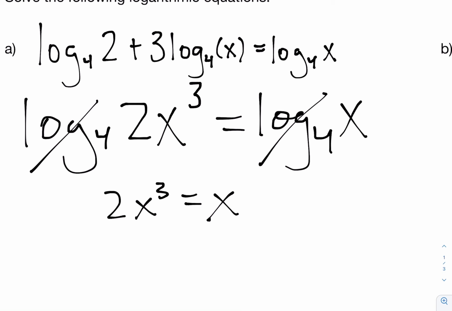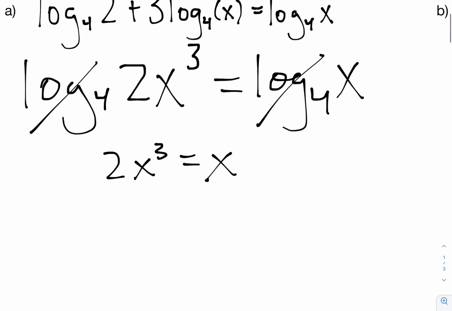Okay, cool. Now we don't have any logs at all. We're kind of going the opposite direction. With exponentials, we ended up with logs. Right now, we're kind of getting rid of them. Now this is a polynomial equation. So we have an x cubed, we have an x. Well, if we subtract x on both sides, just for space sake, 2x cubed minus x equals 0.